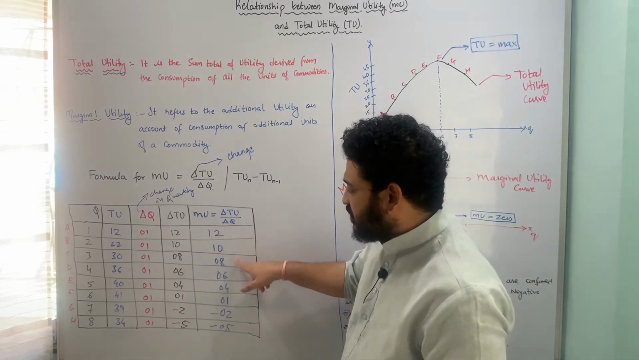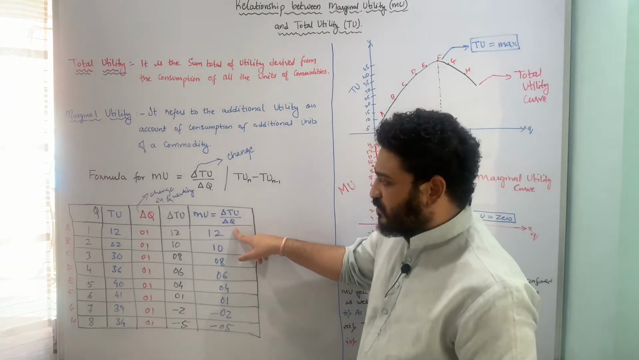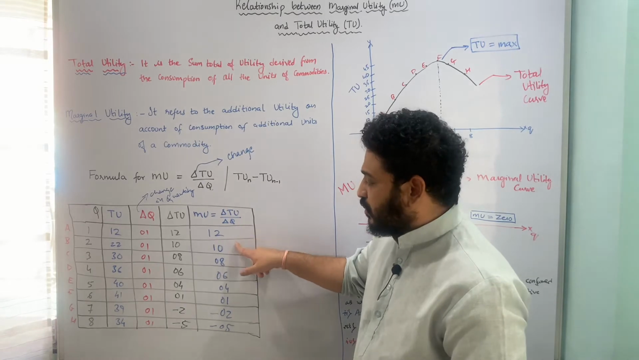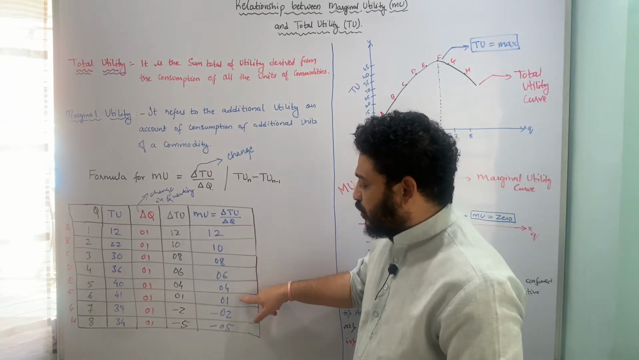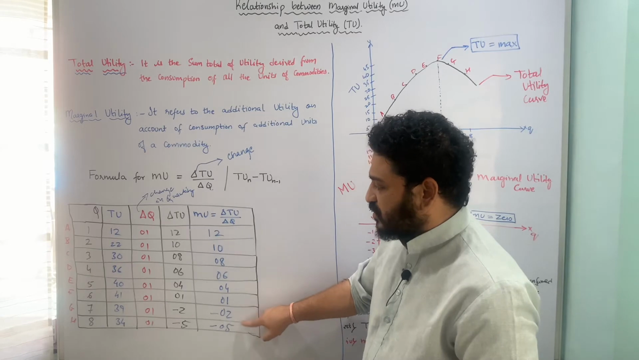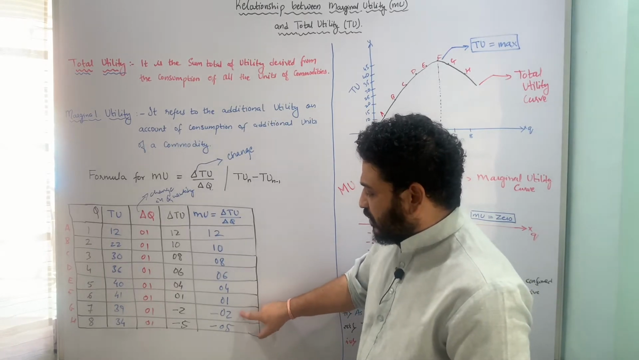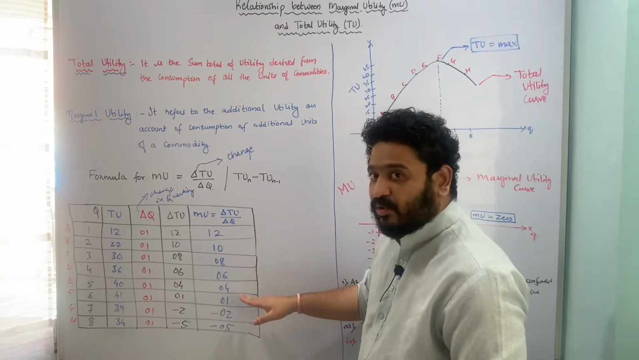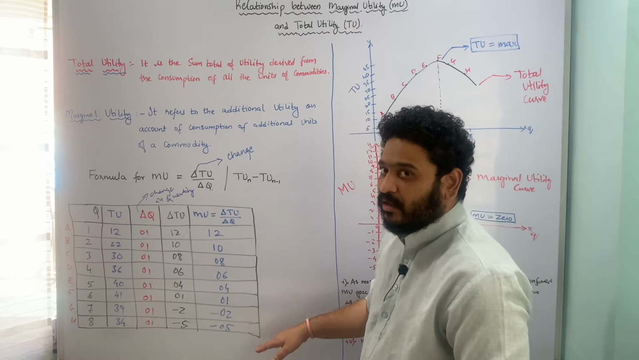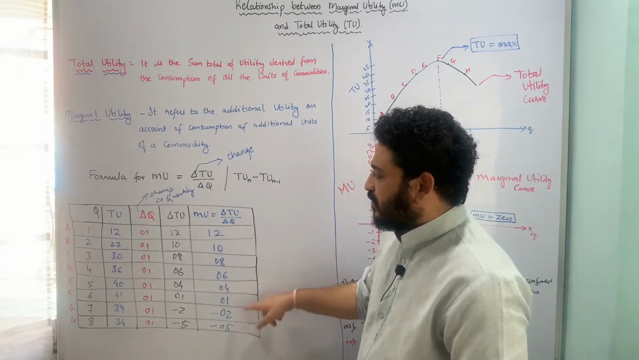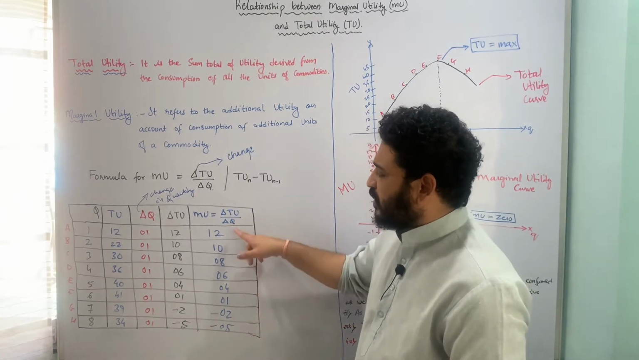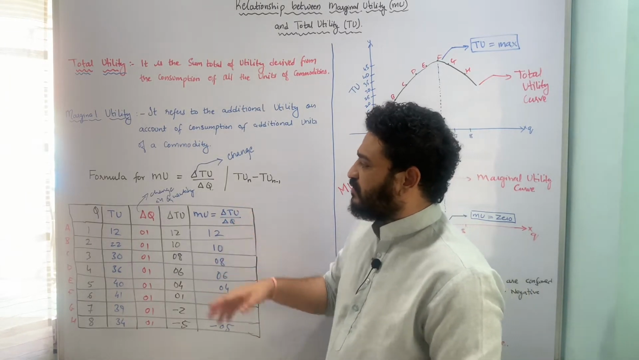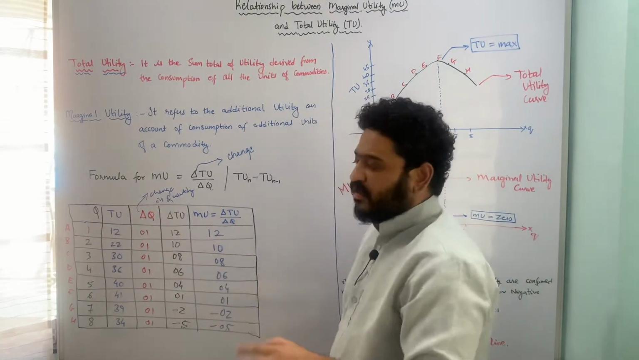So like this we can see that the marginal utility is very high when the first unit of the commodity is consumed, but it goes on decreasing and it also becomes negative in this case. So the marginal utility declines, it becomes 0 and it also changes into negative as well. Okay, so this is how we can calculate marginal utility given Q and TU.